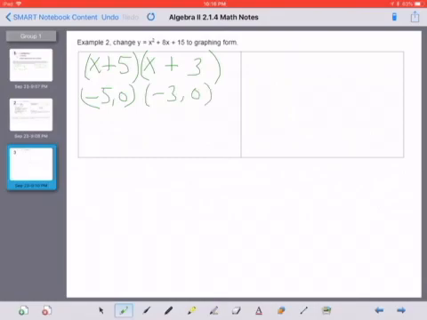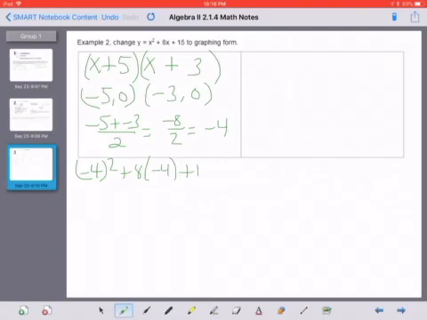When I average those, I get negative 5 plus negative 3 divided by 2, or negative 8 divided by 2, which is negative 4. So I know that if I plug negative 4 back in, I will find the vertex, and I can use that to write my equation. So I get negative 4 squared plus 8 times negative 4 plus 15. I'm going to get 16 minus 32 plus 15. So negative 16 plus 15, which is negative 1. So I know my vertex is (-4, -1).